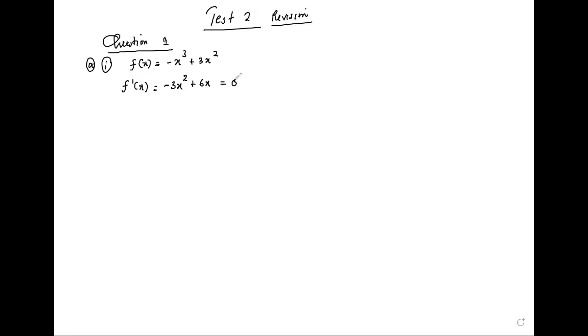Okay, so the first derivative, when you equate it to 0 and solve for x, we'll have, if we factor out 3x, we remain with minus x plus 2. This means that x is 0, or x is equal to 2.